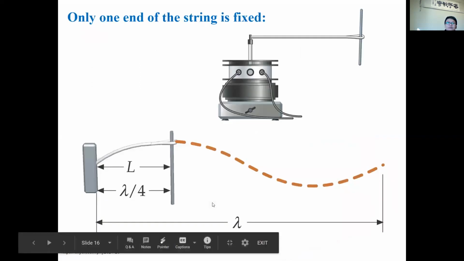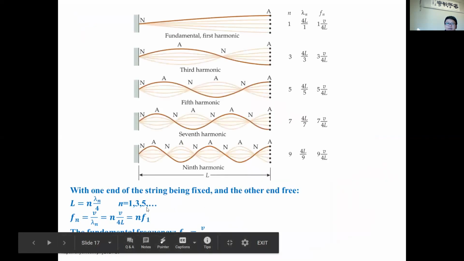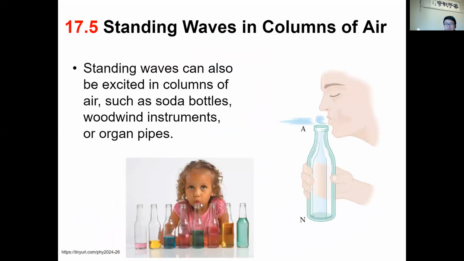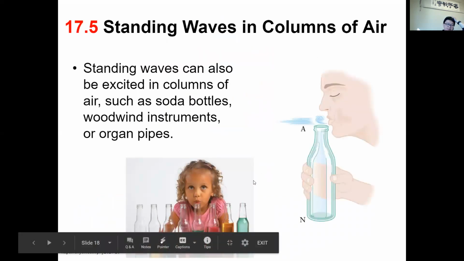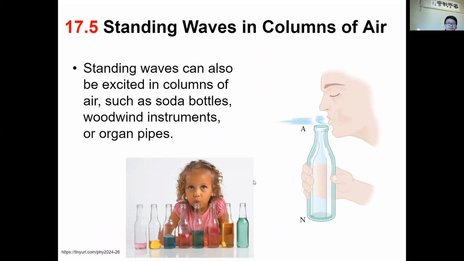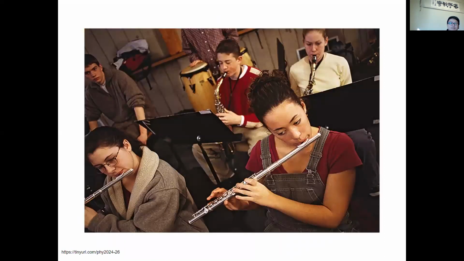If you have a string with just one end fixed and the other end open, then the equations you get are slightly different. You can find them here for the fundamental frequency and the higher order harmonics. On the other hand, if you have air columns, then you can create standing waves in the air columns as well. Many musical instruments utilize air columns.